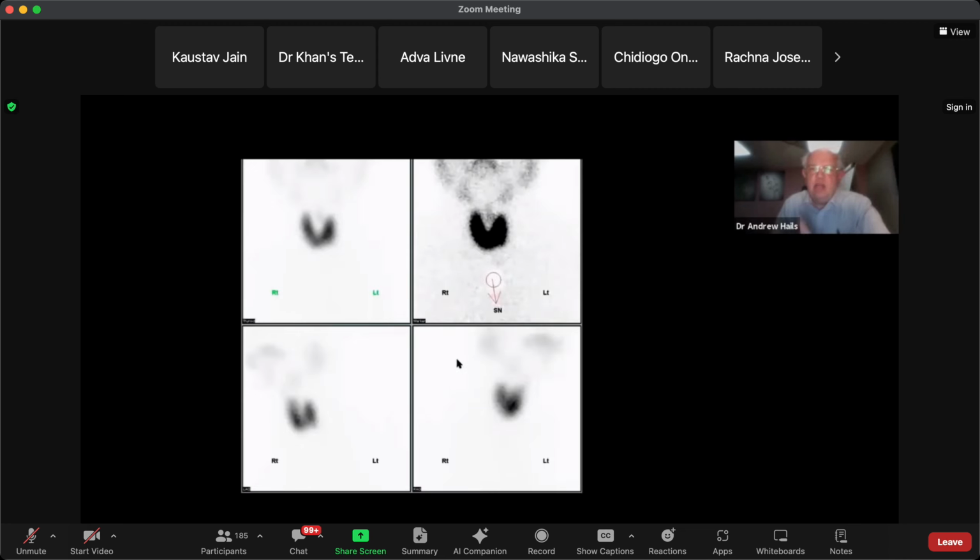So this is really another example of the same thing. Here we've got a marker saying SN, sternal notch. That's again just showing where this is, basically.